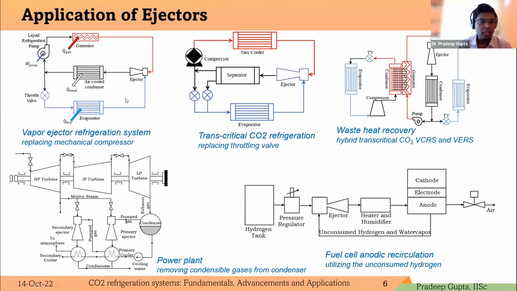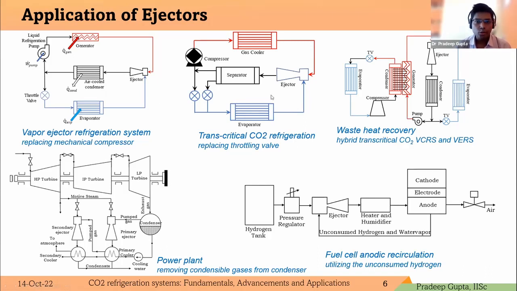So in the first schematic here is the vapor ejector refrigeration system, where we are replacing the mechanical compression of the conventional refrigeration system by an ejector, generator, and the liquid refrigerant pump. Here we have only one component which has moving parts and requires power. And the power required by this pump is almost about 10% of what we require in the mechanical compressor for the same cooling capacity. So using this system, we can reduce the dependency on electricity to drive this refrigeration system.